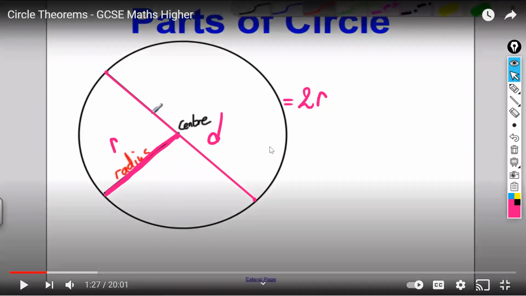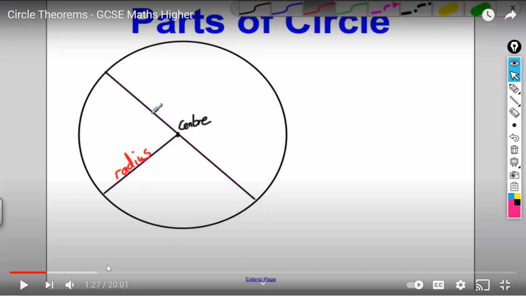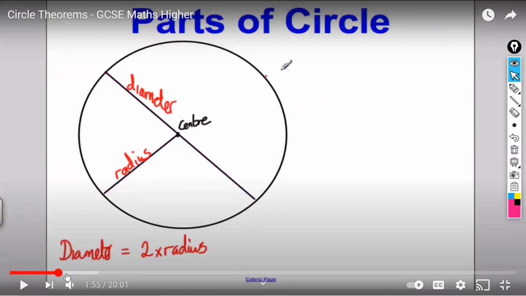All right. So just some basics for the circle, guys. We'll have a radius and we have a diameter. Cool. Remember, you can always watch this video.